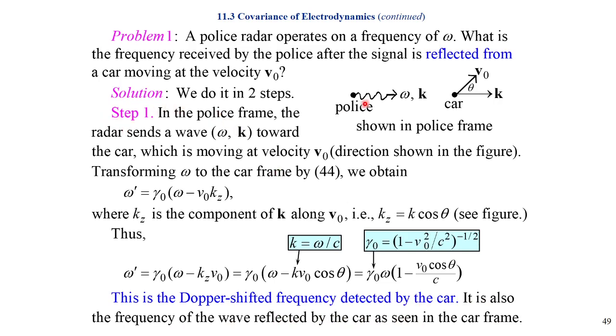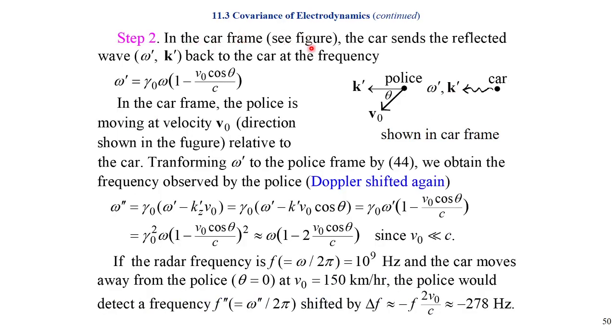So step 1 is the police send a signal and the car receives the signal. Step 2 is in the car frame: the car reflects the signal back to the police. So omega prime equals gamma 0 omega times (1 minus v0 cosine theta over c). And once again the car reflects it back, and we can draw another figure. This figure shows the wave k prime, and they differ by an angle theta. In the car frame, the police is moving at velocity v0 relative to the car.